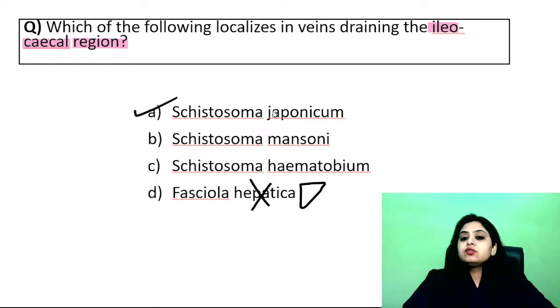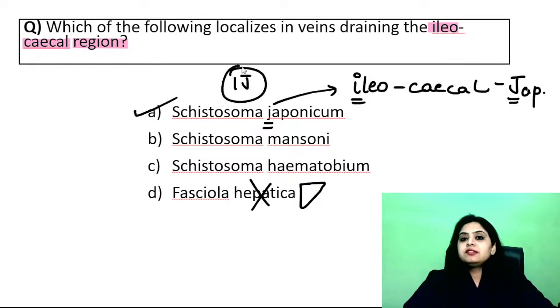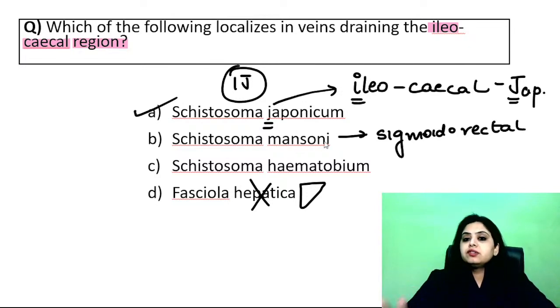When I say Schistosoma japonicum and mansoni, both of these are in the intestine. So which one is the small intestine, and which the large intestine? I and J come together. If they ask which goes into the ileocecal venous plexus, the ileocecal one will go with J. That is going to be japonicum, because I and J come together, they are neighbors. So the other one that is left, the large intestine side, is the sigmoidorectal. Mansoni goes into the sigmoidorectal. So simple: IJ, ileocecal japonicum, and mansoni goes to the opposite, the sigmoidorectal.